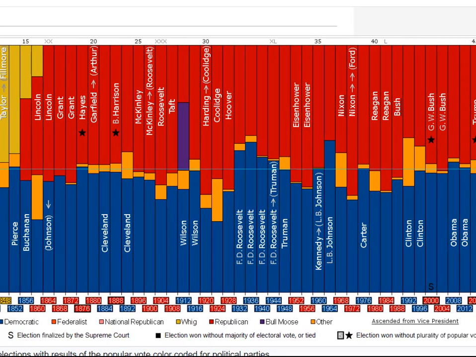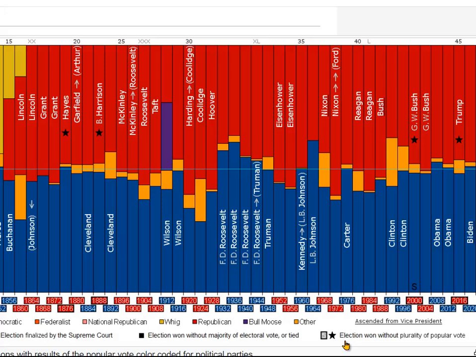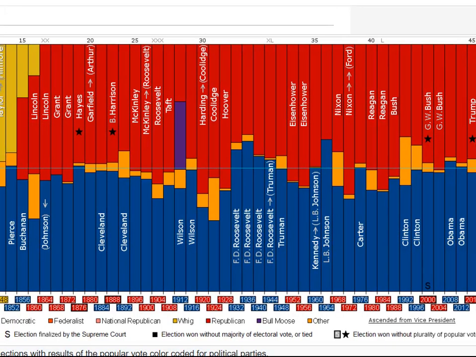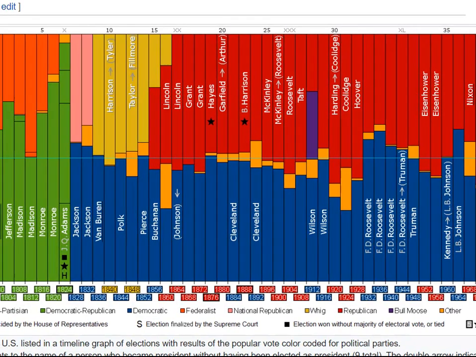This one I want to point out, it's at the lower right margin. Election won without plurality of popular vote. Again, it doesn't matter. So you can see that there's a number of presidents, Donald Trump, George W. Bush, who didn't win the popular vote. So their opponent, in this case Hillary Clinton, and in this case Al Gore, had more votes across the United States. But it is the Electoral College that decides who's going to become president. So again, the popular vote actually doesn't matter. That's what I want to point out here.